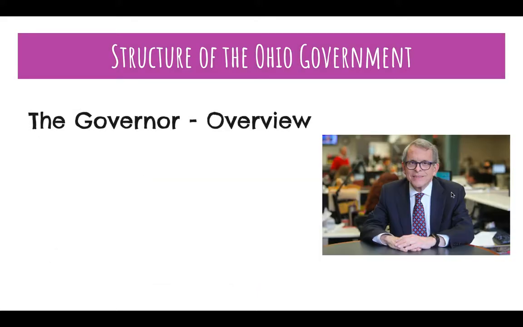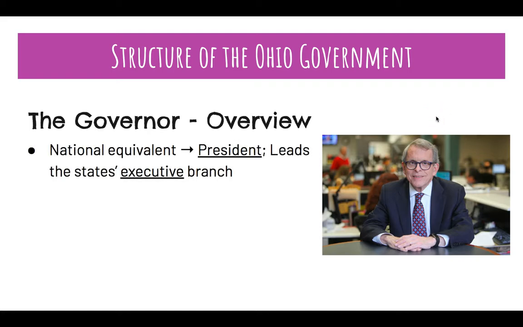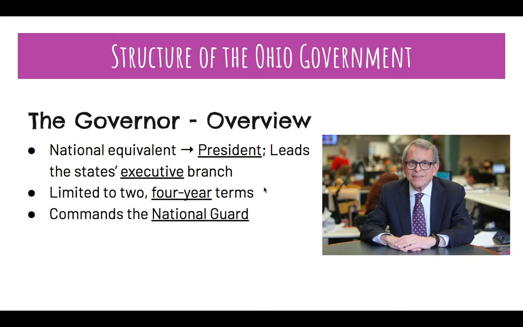All right, let's talk about the governor. We have seen quite a bit of him in these last couple of months with COVID. So, the governor's national equivalent is the president. The governor is the head of the executive branch of the state, just like the president is the head of the executive branch of the federal government. Just like the president, they are limited to two 4-year terms. And they command the National Guard.